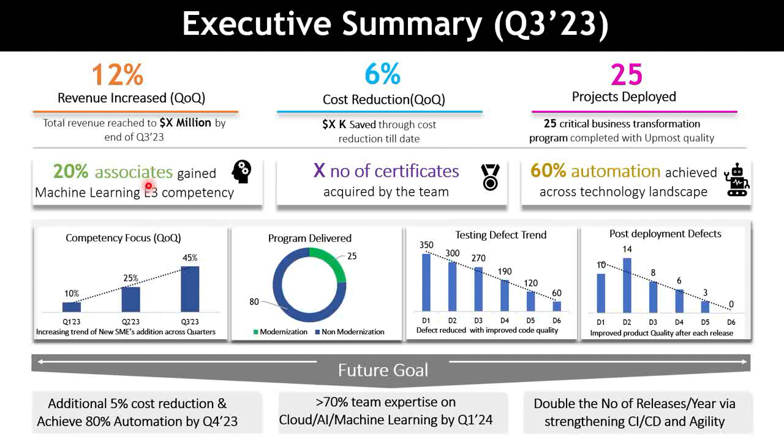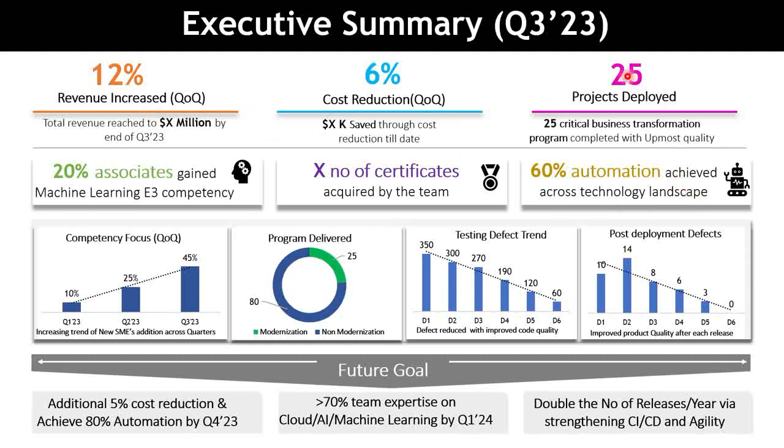Now the second important part in any executive summary is how you are elevating your team. That's very important, and everybody would like to see how you are elevating your team. So if you have certain data facts where you want to talk about your team competency elevation, you can mention that. Additionally, you can mention if some number of internal or external certificates are done by the team. And then you can also mention if a certain degree of automation has been achieved. For example, I'm giving a sample here, 60% automation achieved across the technology landscape.